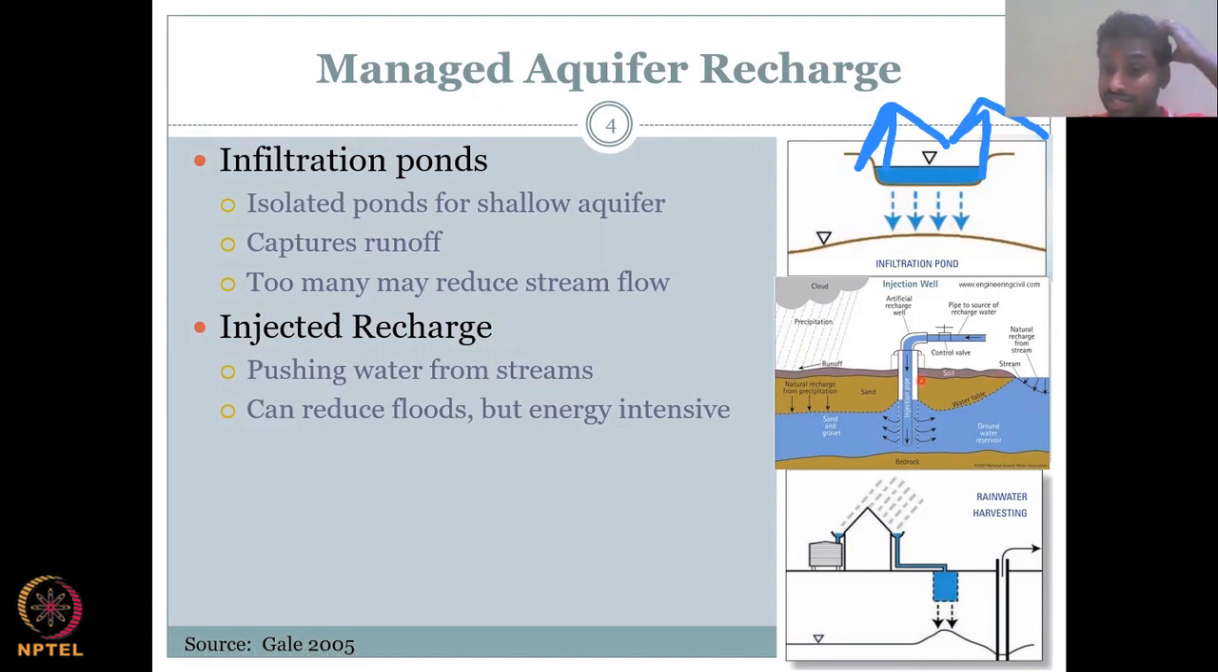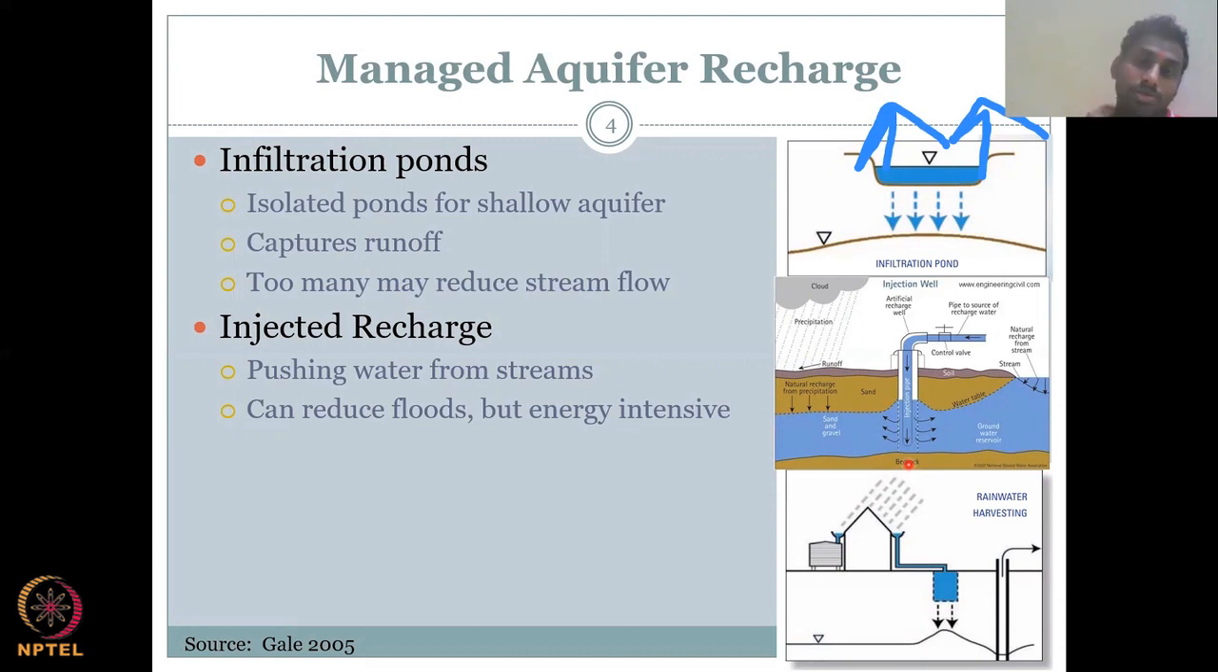So it is called an injection well, which connects the pump into the aquifer, and directly the water goes into the aquifer. There's no slowing down, no delay for percolation or infiltration, because you are already making sure the water is clean. You take the water with the pump and push it inside. It can reduce floods, but it is energy intensive.